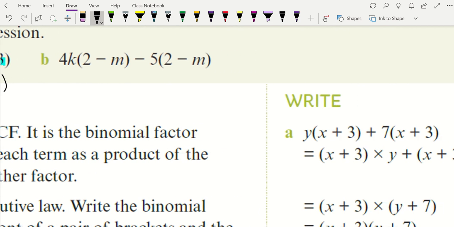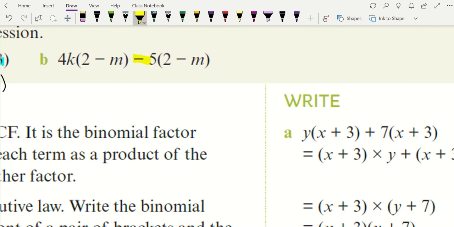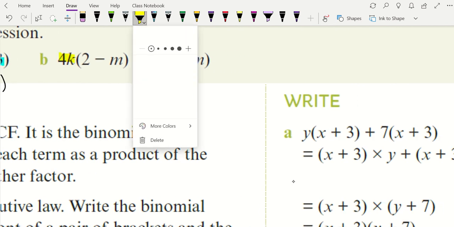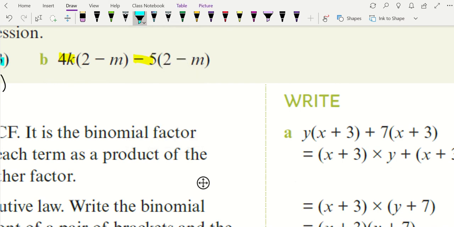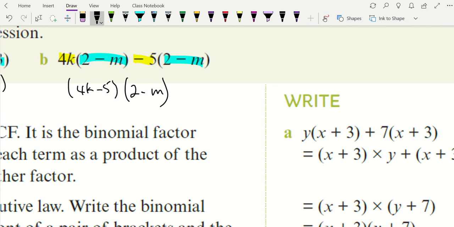So that's a nice pattern. Likewise over here, what's inside the brackets is the same. So let's write this. 4k, take 5, and the other two brackets are the same, so that's going to be the same there.